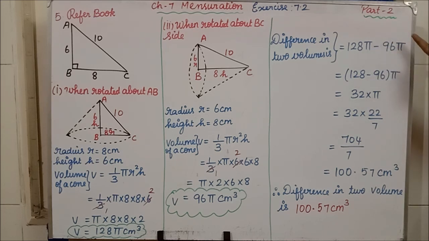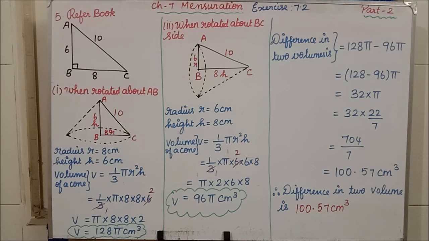Clear? Both have pi, so I am taking the pi commonly out. 128 minus 96. If you subtract 128 minus 96, we will get 32 into pi. So for this 32 into pi, only now I am substituting the value here.